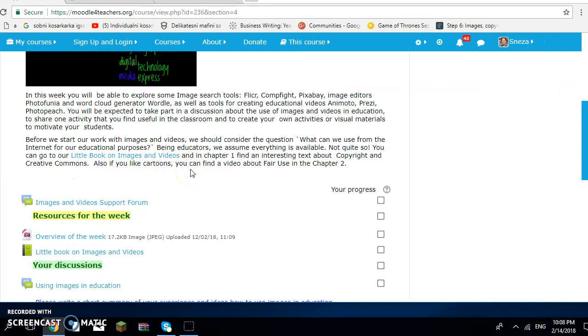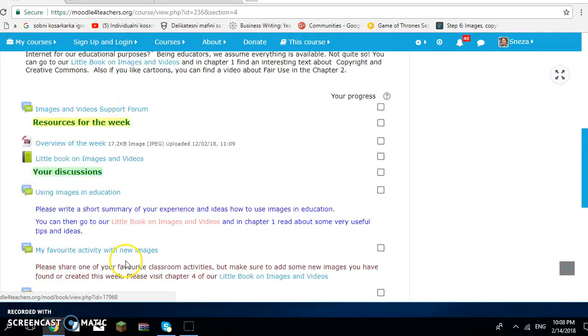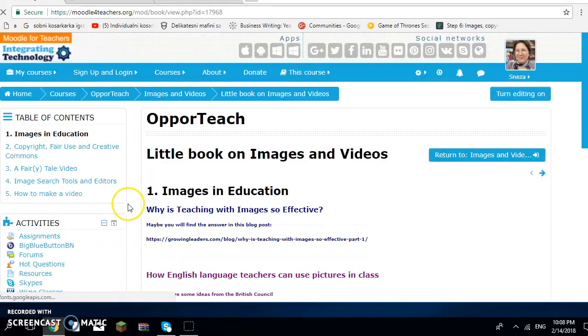Once we finish exploring the copyright, we will go on to images and using images in education. Your first task is to write a short summary of your experience and ideas how to use images in education. Again, after sharing your experience, you can go to our little book.